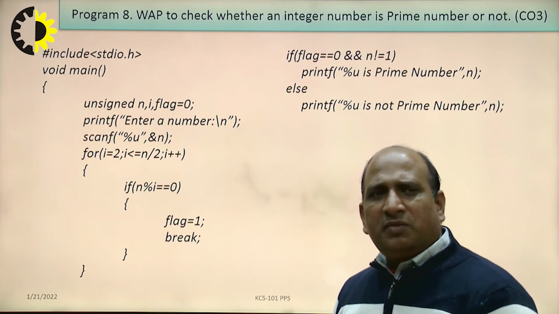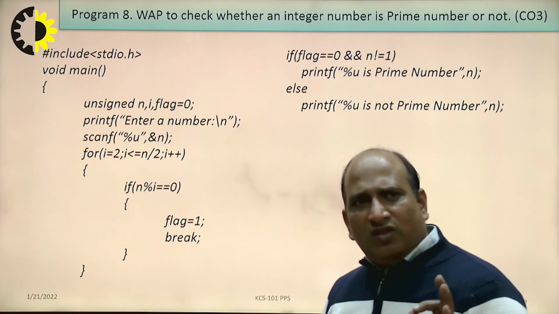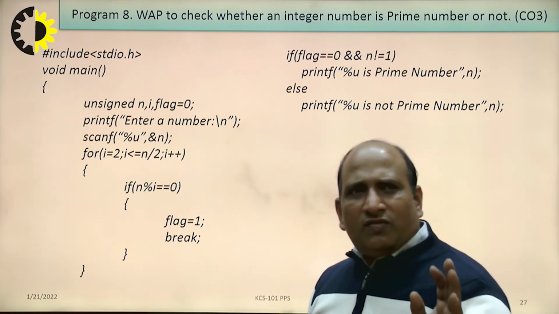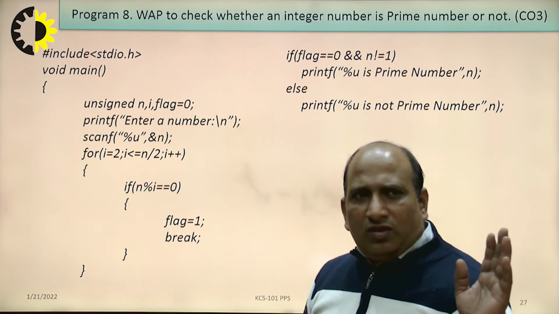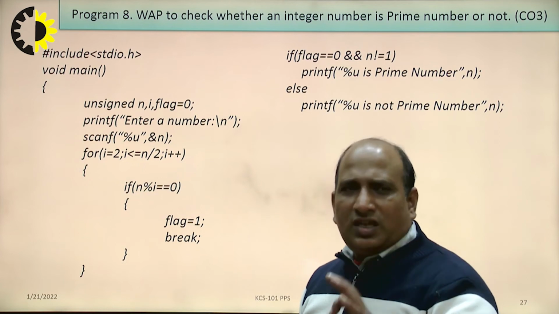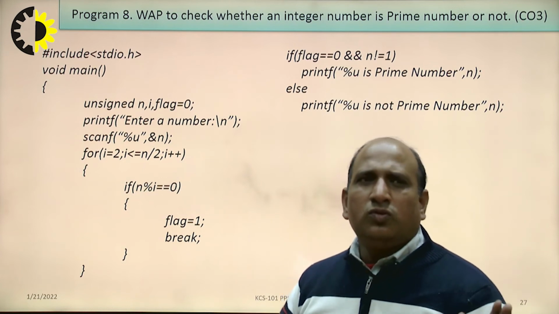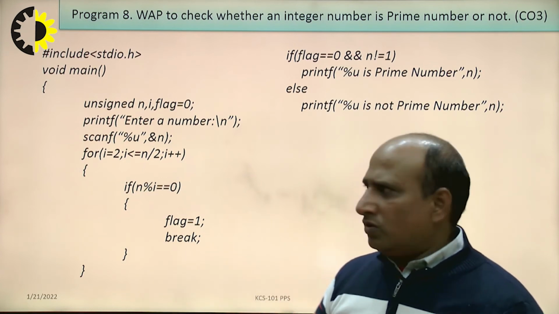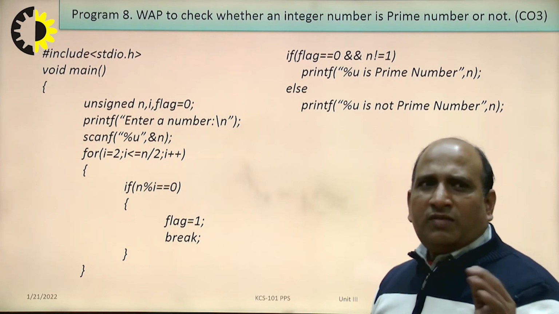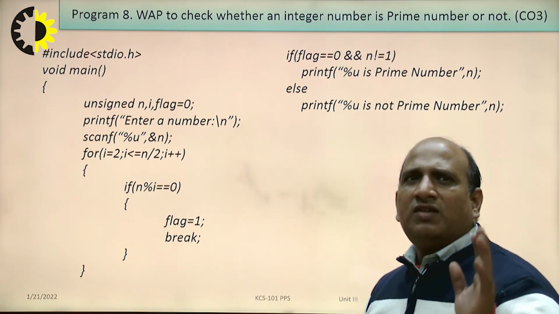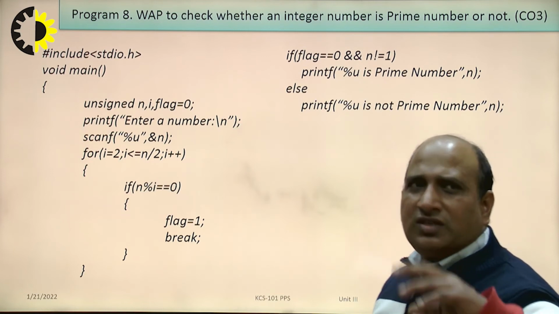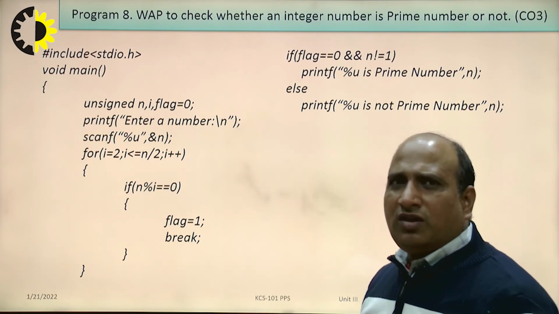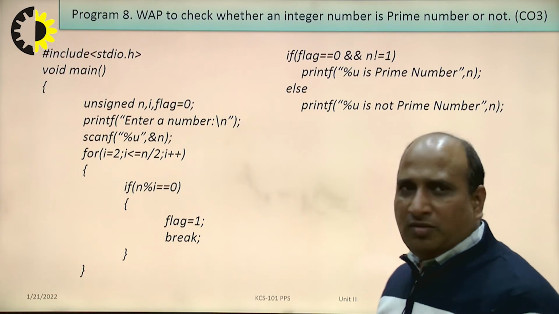Means flag becomes 1 only when the number is divisible not only by 1 or itself, it is divisible from 2 to less than that number also. In that situation, the flag becomes 1, and whenever we see that the flag value is 0, meaning the flag remains 0, it is a prime number, otherwise it's not a prime number.